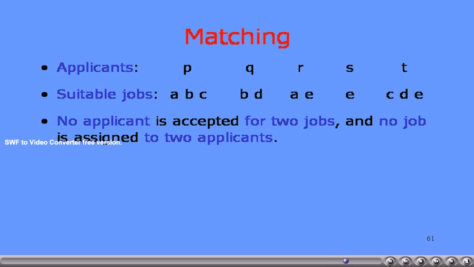Let us consider another application. We have a set of applicants: P, Q, R, S, T are the applicants. We have a set of jobs, which we are referring to as A, B, C, D, E. These applicants are suitable for certain jobs. However, no applicant is accepted for 2 jobs, and also a job cannot be assigned to 2 applicants.